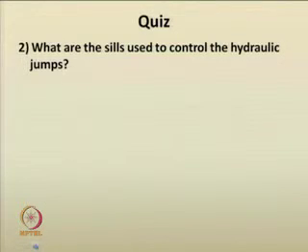For the next question, what are the sills used to control hydraulic jumps? You know the solution for that: sharp crested, broad crested, then abrupt rise in the bed, abrupt lowering of the bed. So, these are the answers for the second question.